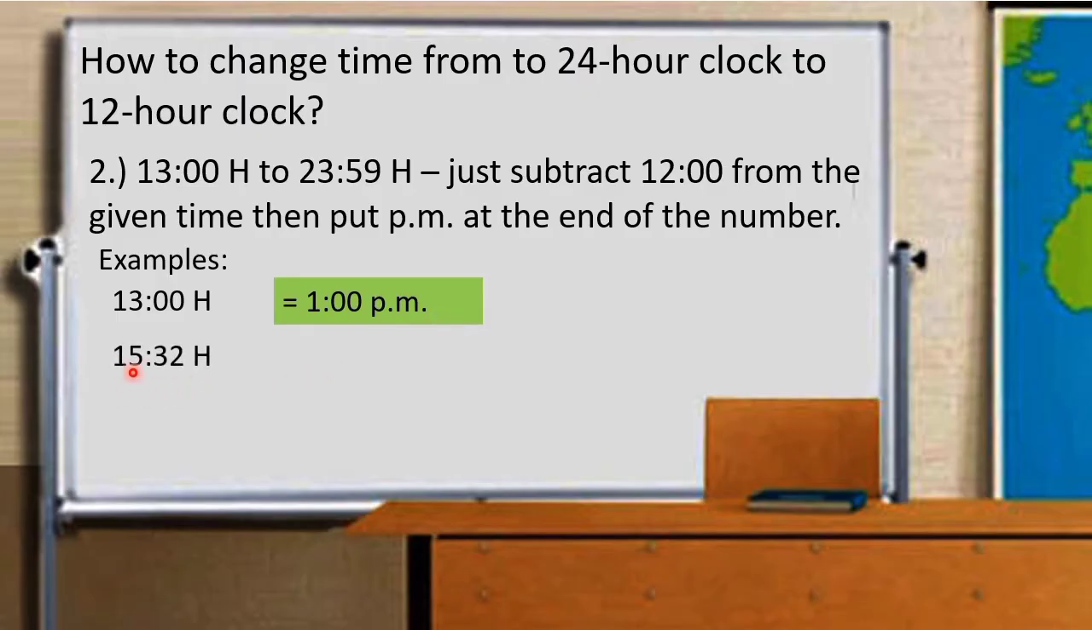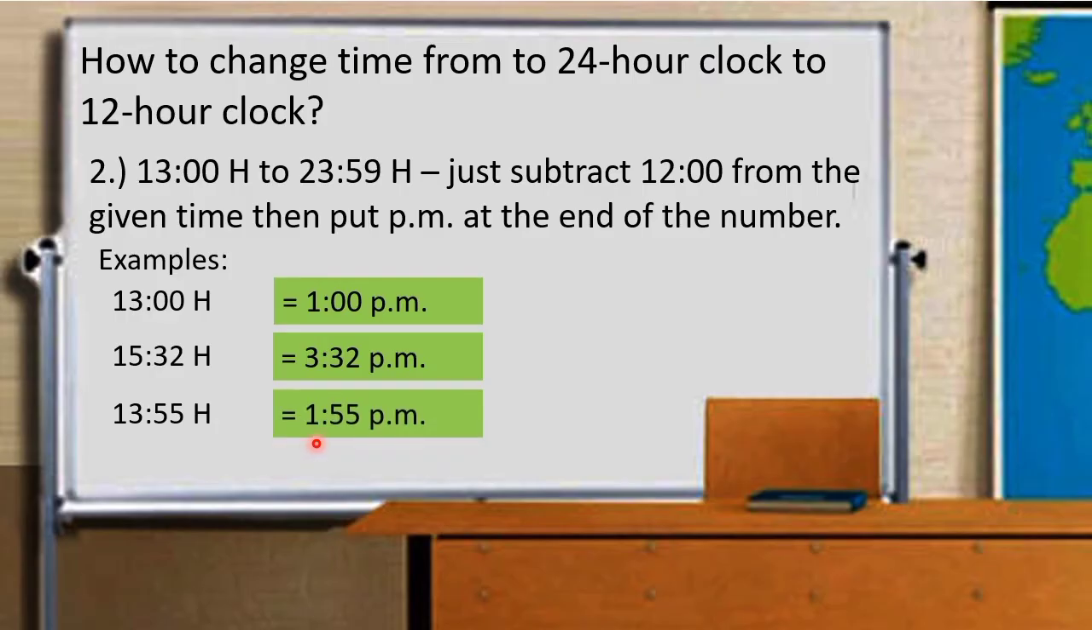Next, 1532 hours. We will subtract 12. 15 minus 12 is 3. So we have 3:32 PM. And then the last one is 1355 hours. Let's subtract 12. So 13 minus 12 is equals to 1. So we have from 1355 hours, the equivalent in 12-hour clock time is 1:55 PM.